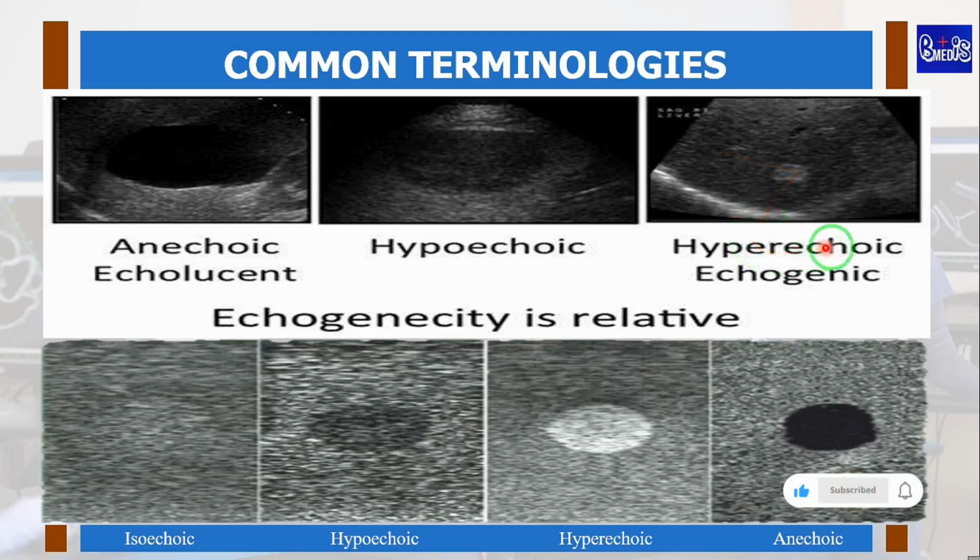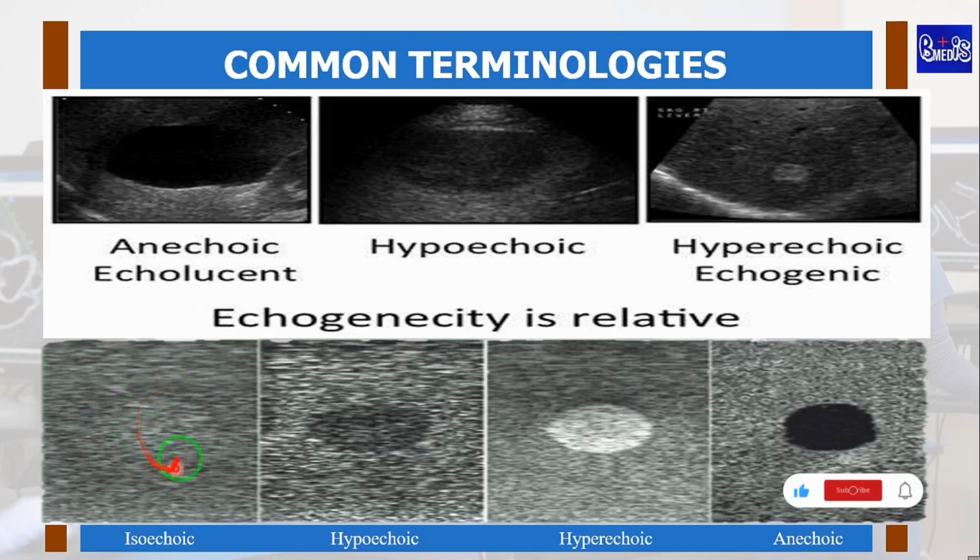Here, hyperechoic or echogenic, you can see this mass looking whiter than the surrounding background. So this mass is more echogenic or hyperechoic than the surrounding structure. So echogenicity is relative. Let's now look at these other examples. Here we have four different masses in this slide. We have this first one, isoechoic. Isoechoic means that the mass has the same echogenicity as the background.